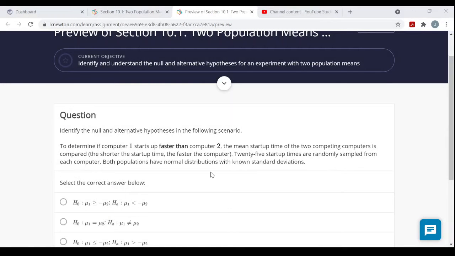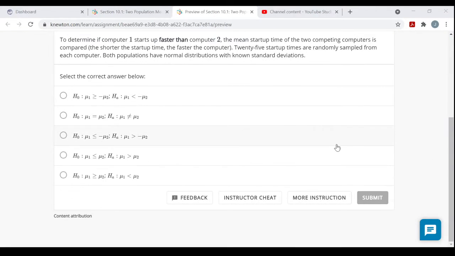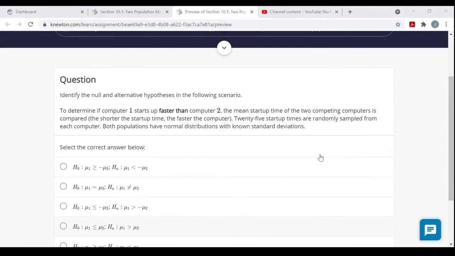All right, so here's this question. Now again, if you are unfamiliar with the topic, click on more instruction, look at their videos, their examples, their notes, and hopefully those help you. The question is: identify the null and alternative hypotheses in the following scenario. To determine if computer 1 starts up faster than computer 2, the mean startup time of two competing computers is compared. The shorter the startup time, the faster the computer.